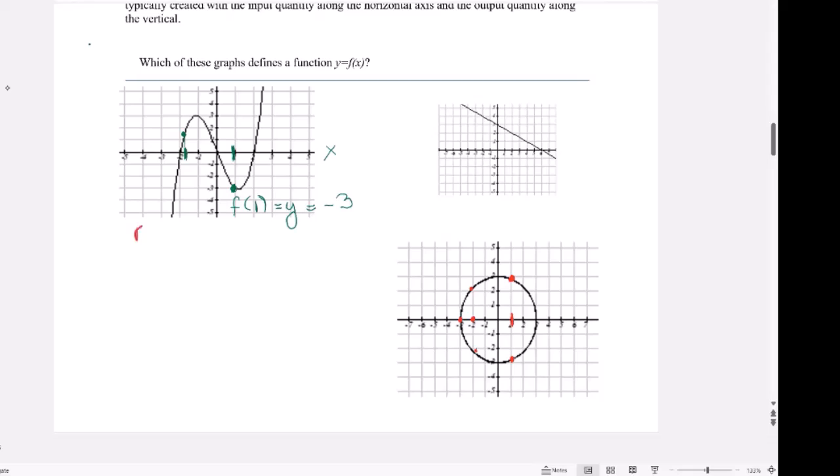So this is a function. This is a function. This is not a function. Okay?